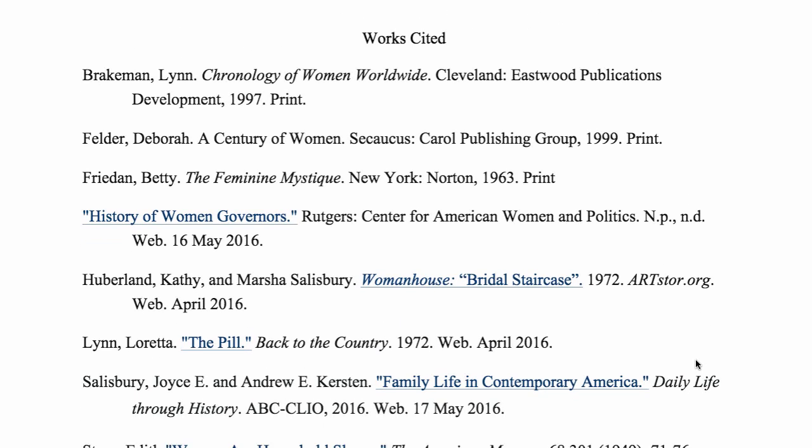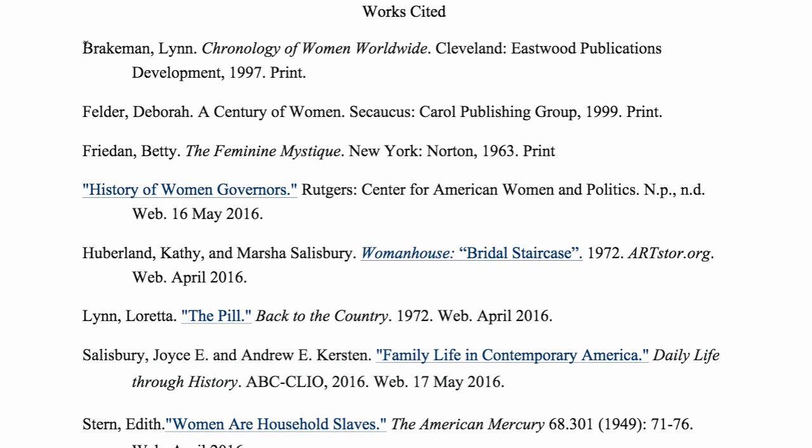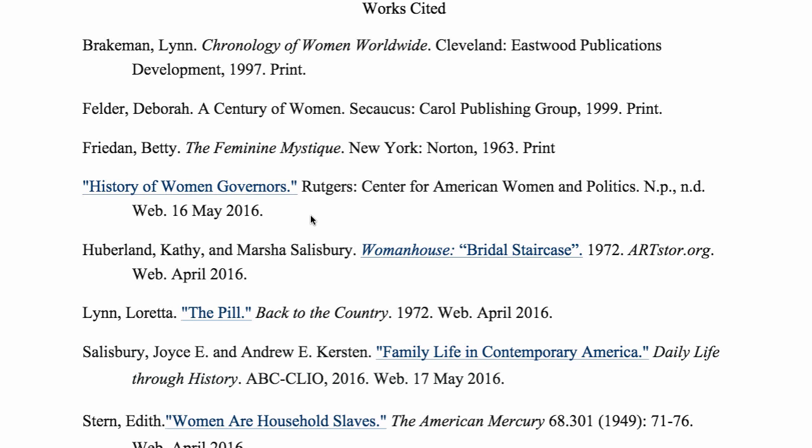In addition to her artifact citations, Rachel has citations for secondary sources that she's used to find and validate and verify and develop her cultural contexts. So here we have a book that is a chronology of women's history that she used. Here we have another book, a chronology of women's history that she used. Down here we have a website from the Rutgers Center for American Women in Politics, a pretty credible website because it comes from a major American scholarly university.